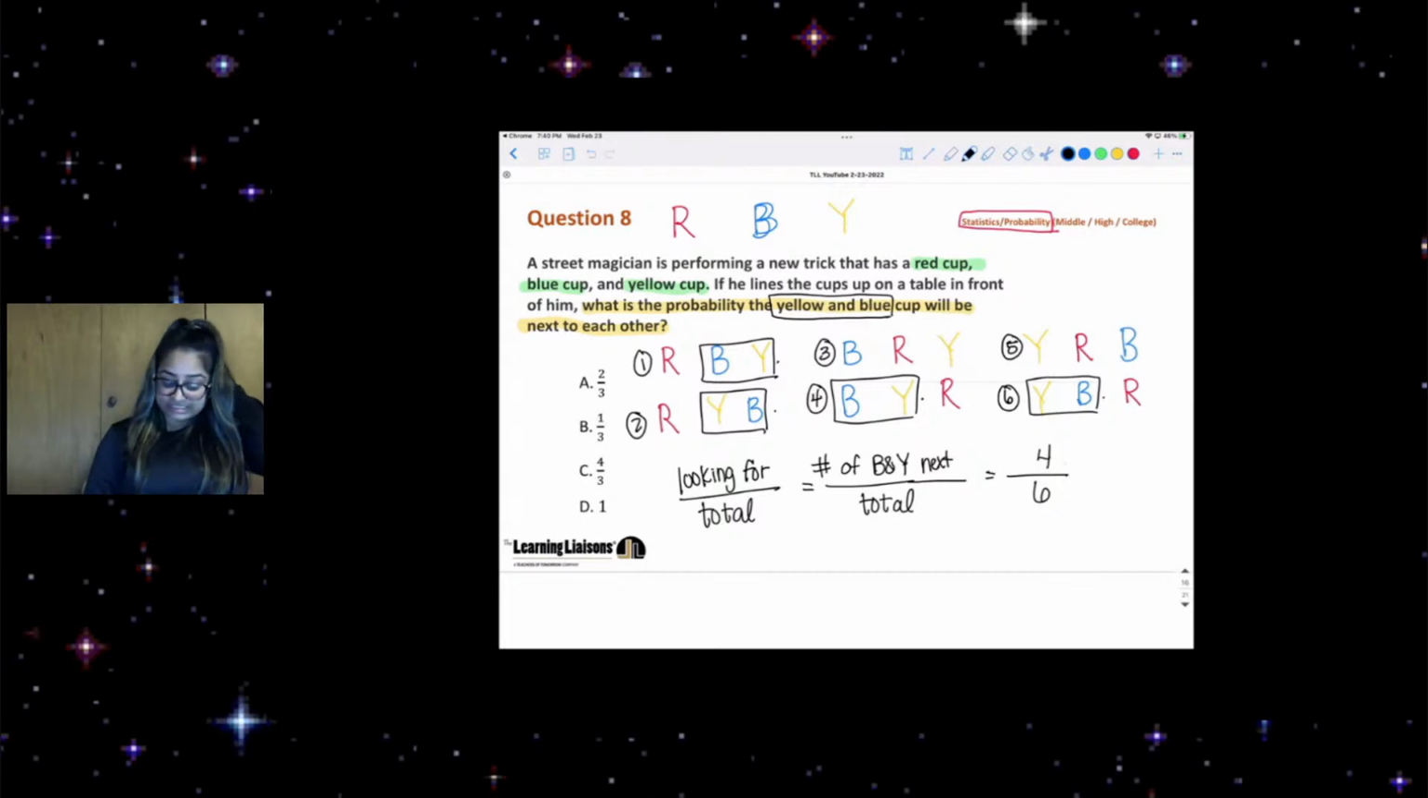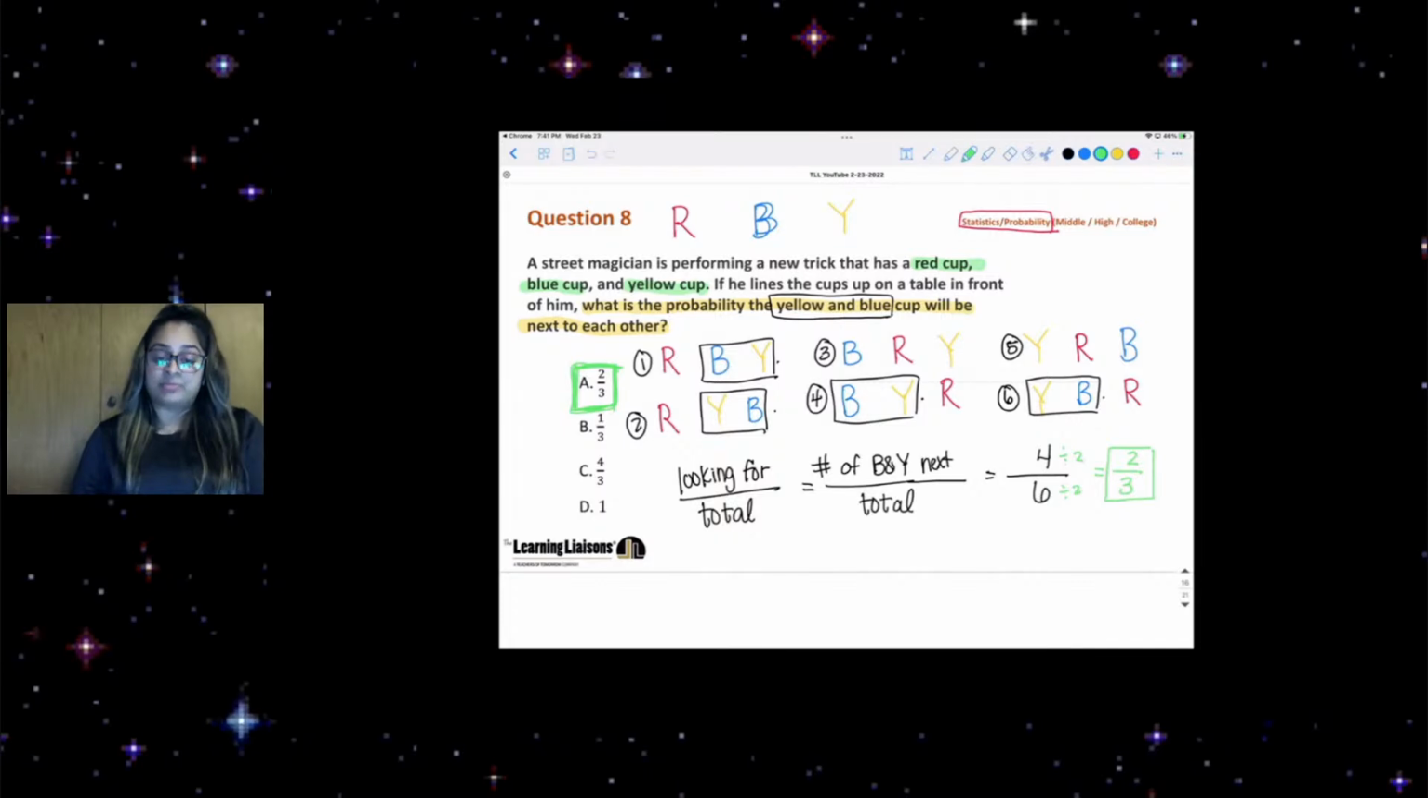Well, 4 over 6 isn't an answer choice, which doesn't mean we did anything wrong. It just means we probably have to reduce. So what number goes into 4 and what number goes into 6? I can divide both numbers by 2 and get 2 over 3. Ooh, winner, winner, chicken dinner. It is A for apple.